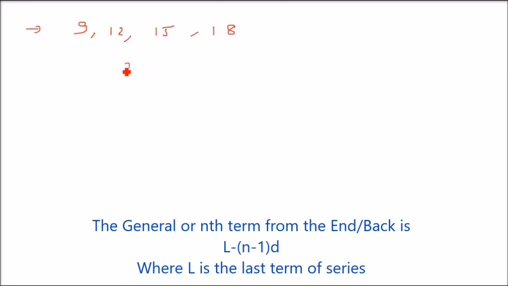Now, coming to the general term. When we say an arithmetic progression follows a certain formula or pattern, we need to have a general term. So what will the general term be? General term of an AP, 9, 12, 15, 18: the general term will be A plus n minus 1 into D. From the starting to n, the nth term will be from the beginning. If you go from the rear, 9, 12, 15, 18, 21, 24, the common difference is 3.